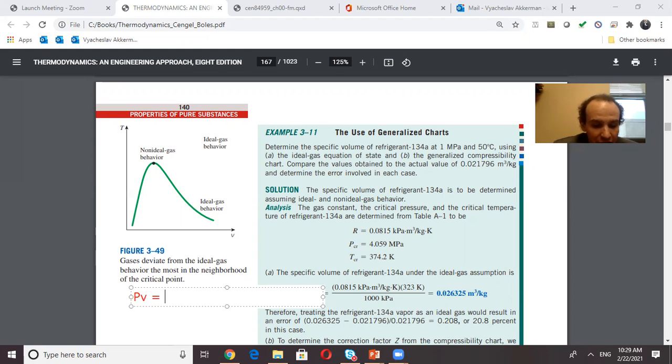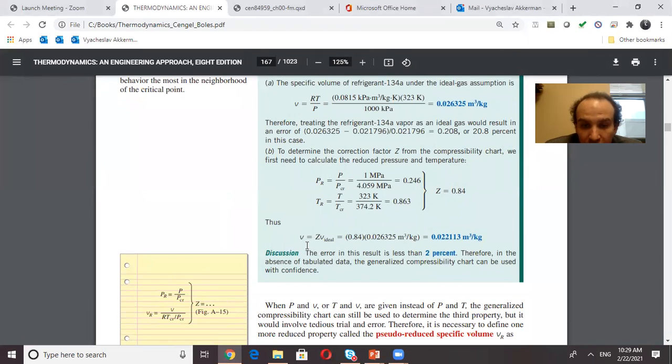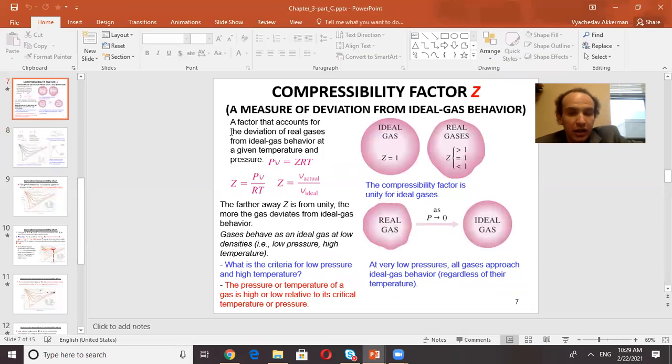Potentially, here is my equation. Do you agree? So from here, I can write the following: my V is ZRT over P, right? Otherwise, what is RT over P? If I calculate this value, I can write that V will actually be Z multiplied by V ideal, correct? That's what we have. Remember what we have here.